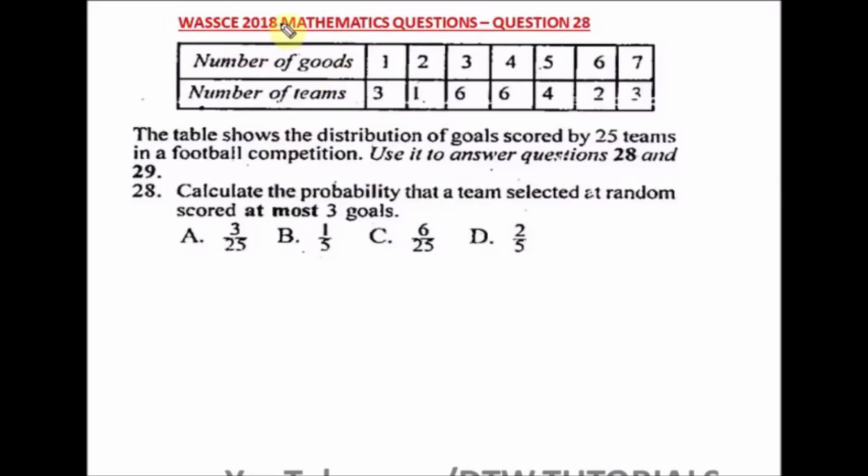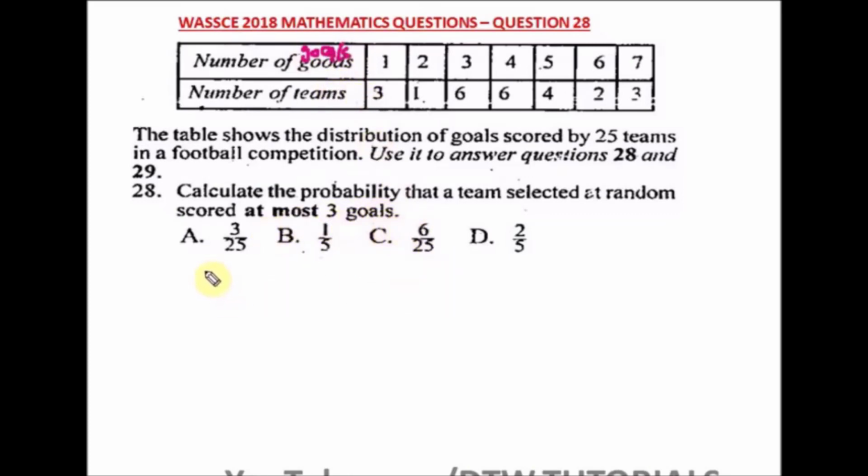Question 28 of the WAEC 2018 mathematics past question. It says the table shows the distribution of goals scored by 25 teams in a football competition. Use it to answer this and this. Question 28 says calculate the probability that a team selected at random scored at most 3 goals. These are the goals, should be spelled as goals.